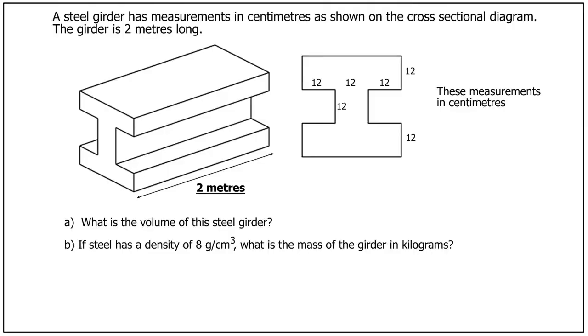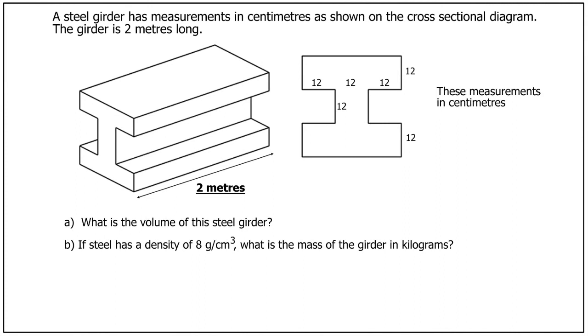In this first video, we're going to see how to find the volume of a large prism in the form of a steel girder. This is the question we're going to answer. A steel girder has measurements in centimetres as shown on the cross-sectional diagram. The girder is 2 metres long. Part A. What's the volume of this steel girder?